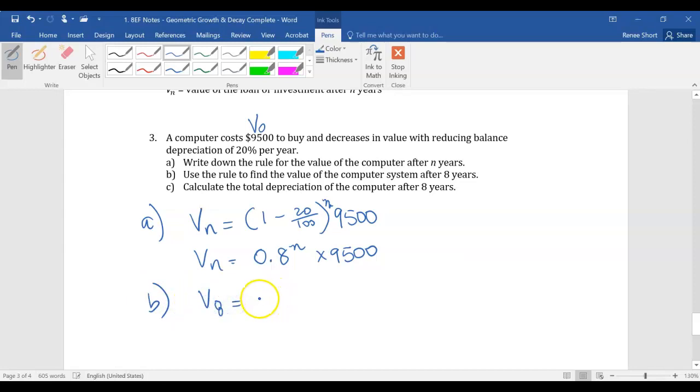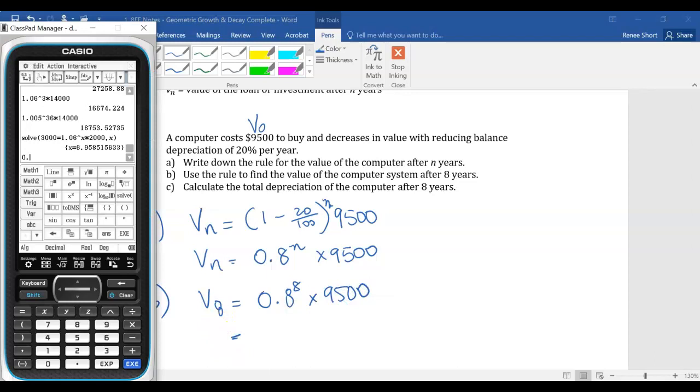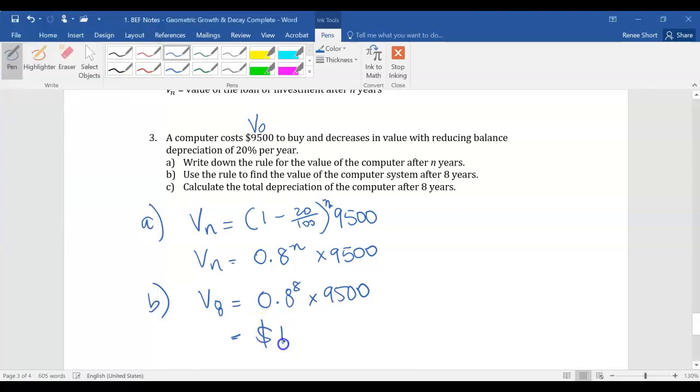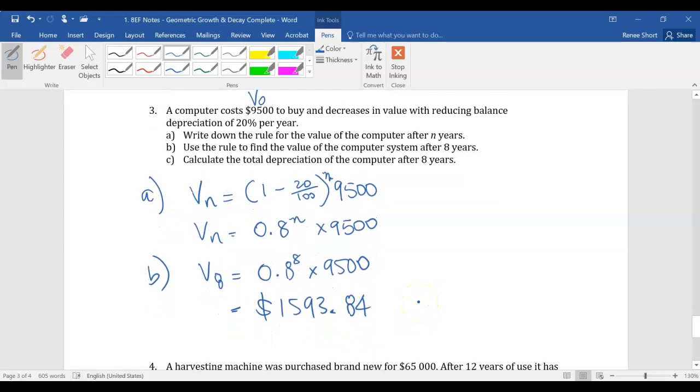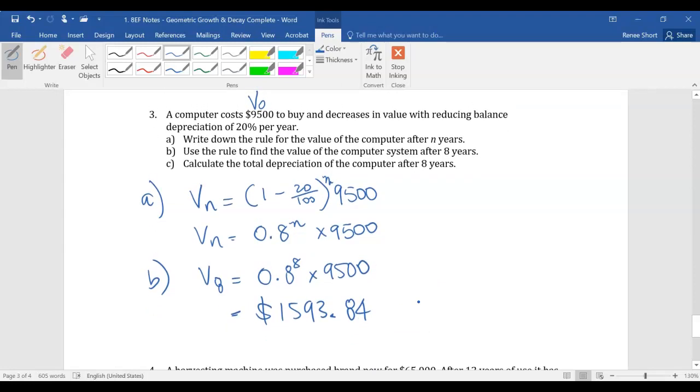So now if n is 8, I'm doing 0.8 to the power of 8 times $9,500. So if I pop that in here, I get 1593.84 to those 2 decimal places. So I can see now that in 8 years, the value of the computer has shrunk by about $8,000.